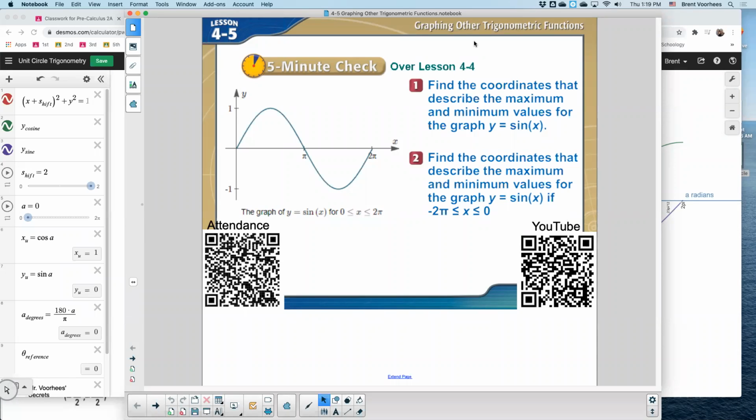But before we get to what's new, let's take a look at our bell ringer here. Simple question for number 1. Find the coordinates that describe the maximum and minimum values. I say simple, and what I mean is we could place the dots very easily and say, okay, I can see the maximum, I can see the minimum. The question comes down to writing it in the correct form.